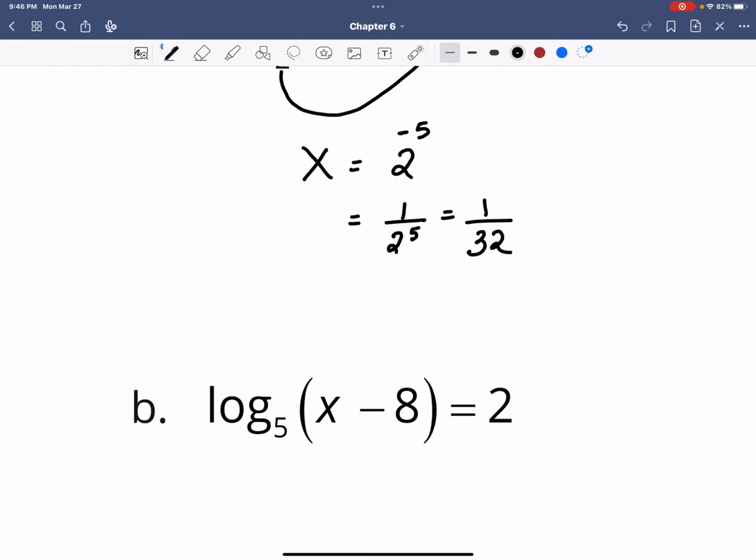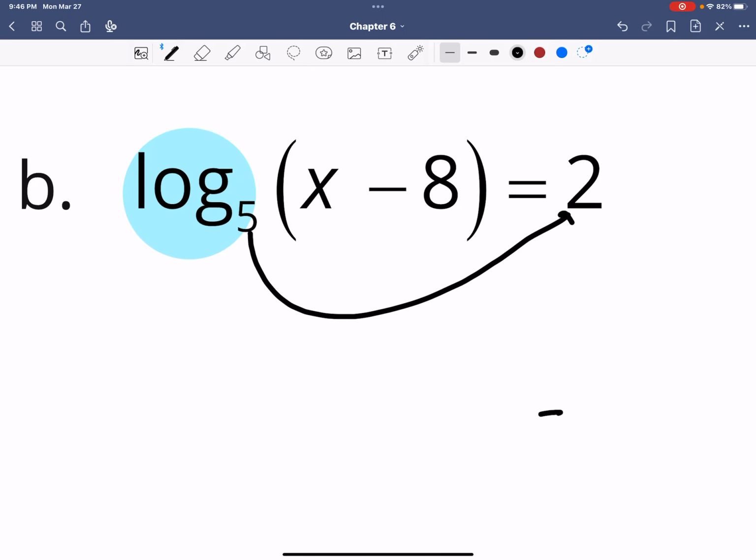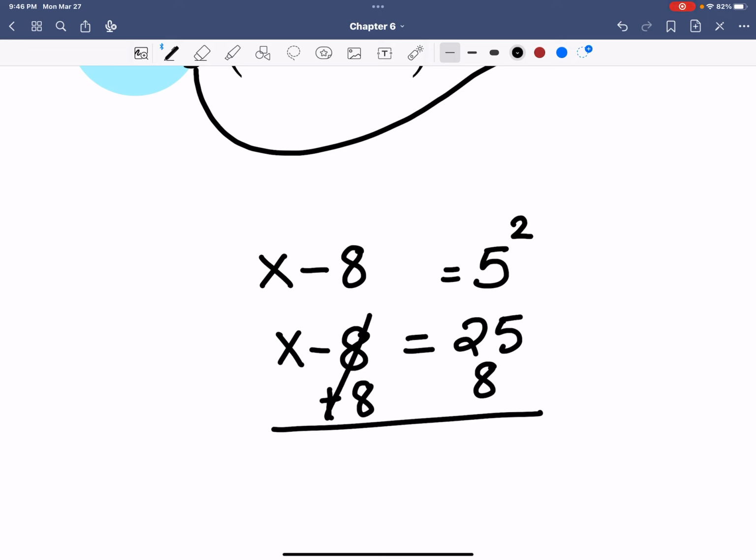Now let's look at the next problem here. The log is by itself. Very good. So what I'm going to do is draw an arrow from the base to the other side. So the 5 goes and kicks the 2. And I'm left with x minus 8. x minus 8 is equal to 25. Adding 8 on both sides, I end up with x is equal to 33.